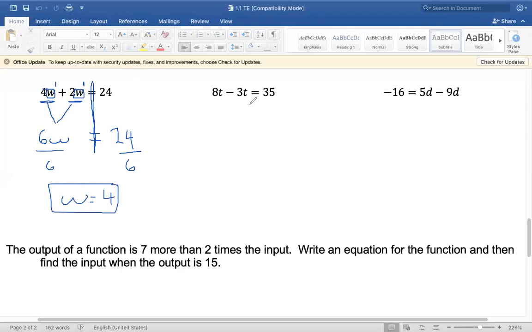Okay. Same thing, you got to ask yourself, are these like terms? Well, I have the same variable. I have the same exponent. There's no exponents there, so I can combine these. So I have 8t and I'm taking away 3t. Well, that's like saying 8 oranges take away 3 oranges, and I'm left with 5t equals 35. So now again, this is a problem that we've seen a lot at this point. So divide by 5, t equals 7.